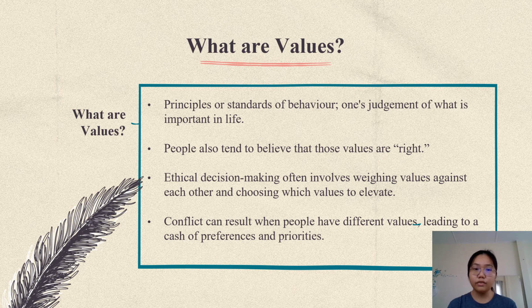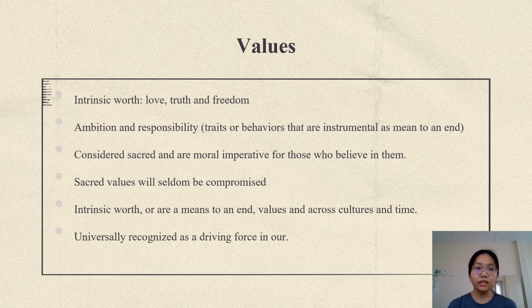Conflicts can result when people have different values, leading to a clash of preferences and priorities. Some values are intrinsic ones, such as love, truth, and freedom. Other values, such as ambition and responsibility, describe traits of behavior that are instrumental as means to an end.